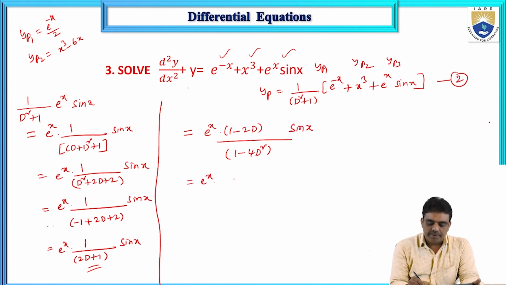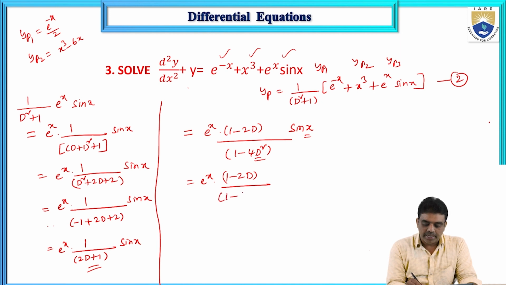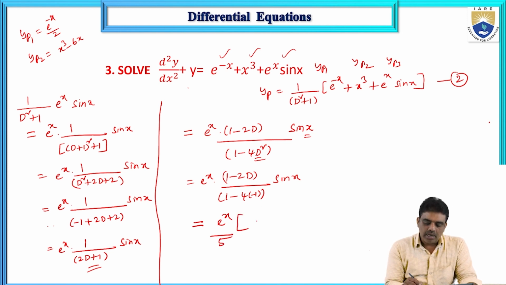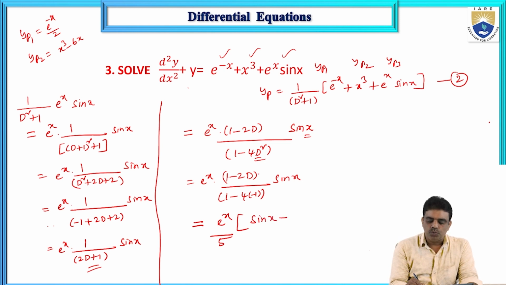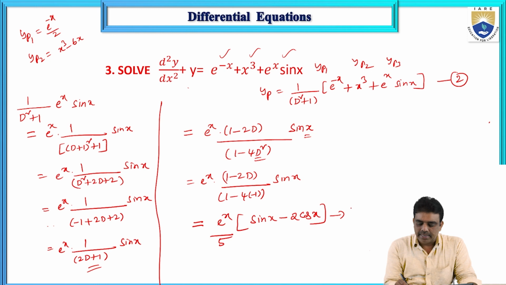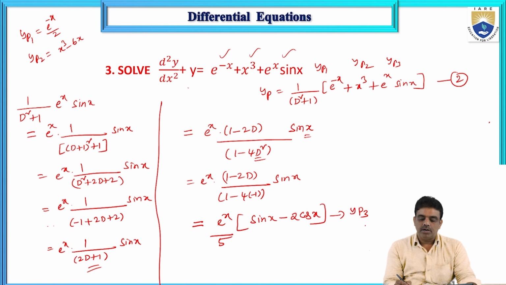Then what you will get: e power x (1 minus 2D) by, replace D square by minus 1 square again. So apply the same approach: 1 minus 4 into minus 1 of sin x. So this is equal to e power x by 1 plus 4, that is 5, 1 plus 4 in the denominator. And operating with 1 minus 2D on sin x gives sin x minus 2 into d by dx of sin x, that is 2 cos x. So this is the particular integral of the third case, that is yp3, the third part.